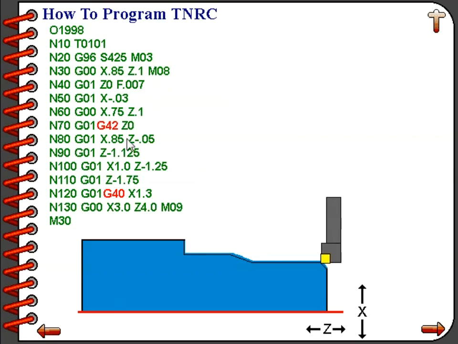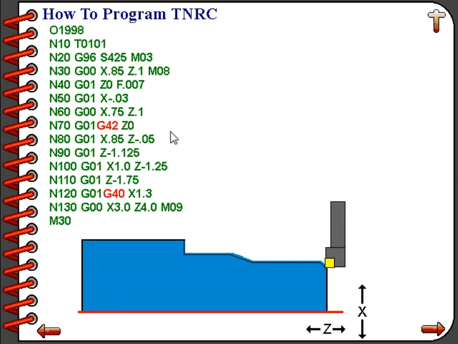Line number 60 is a rapid positioning move to bring the tool up into position so that our next movement, which is our tool nose radius compensation approach movement, is positioned properly. Notice that the Z.1 gets us 100 thousandths away from the front of the part.